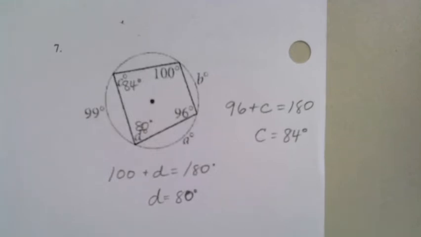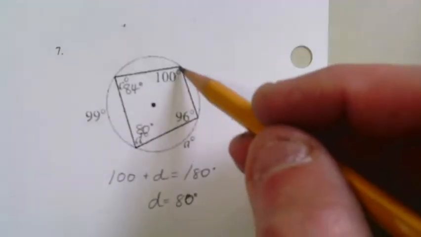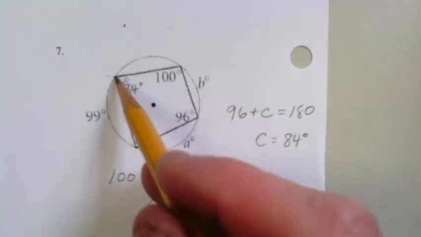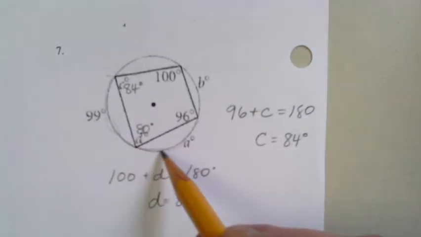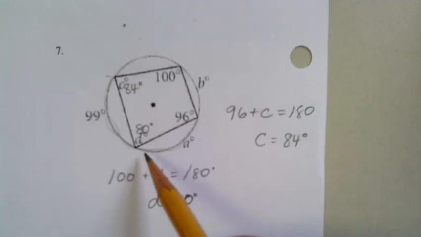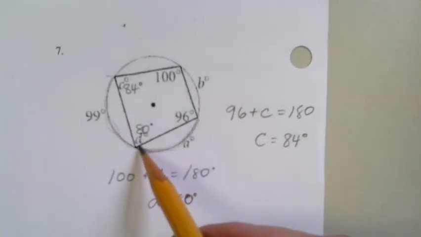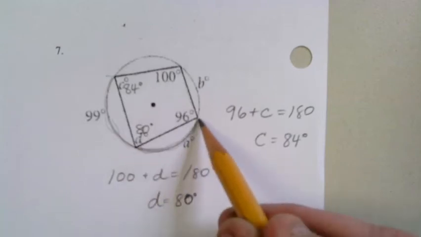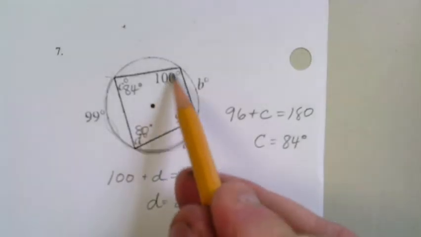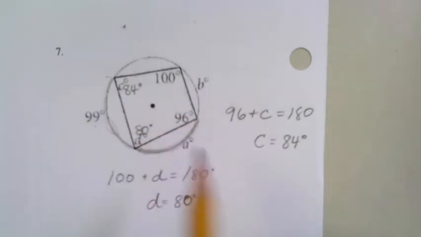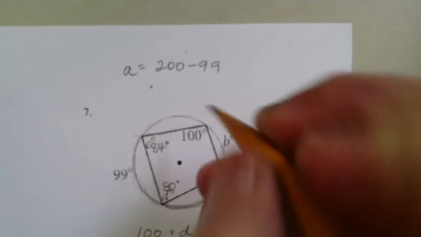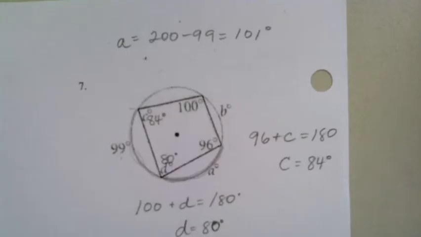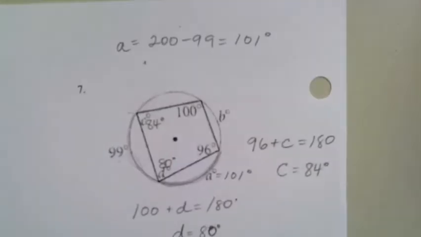There are several ways we could look at this. I could extend the 100 out, and the inscribed arc for this 100 is this whole arc right here. So if I know that this whole arc is 200 degrees, how do I find the measure of this arc right here? That arc is going to be 200, doubling that, 200 degrees minus the 99 gives you A. So A is equal to 200 minus 99, which is 101 degrees. A is going to be 101 degrees right there.